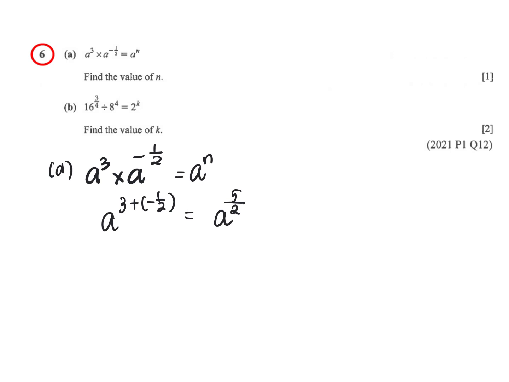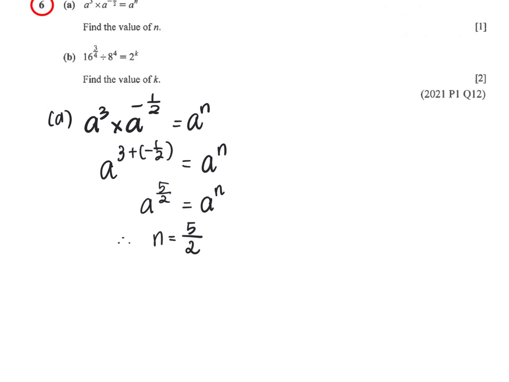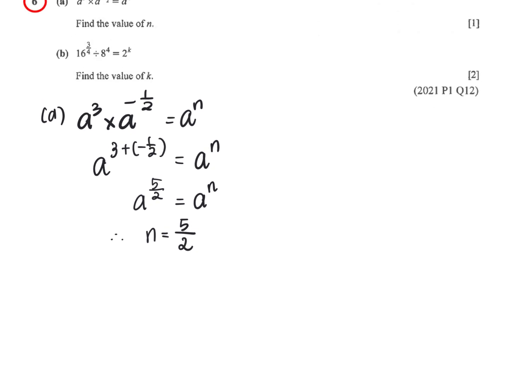Oh sorry, wait, let me write this properly. This side is a to power n. This one is a to power 5 over 2 after simplification. So therefore, n is equal to 5 over 2. Have you gotten your answer? Next question, B. We are going to solve an equation. So let me write this down, copy down this equation.